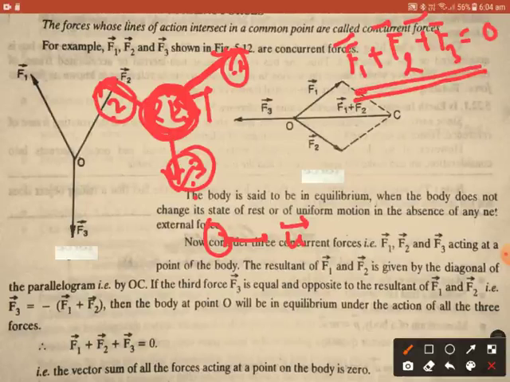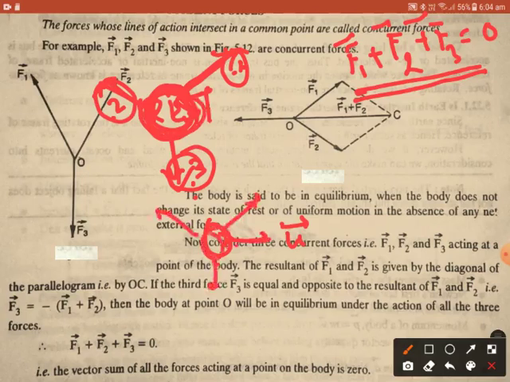That means the sum of these three forces will be equal to 0. If it is equal to 0, the three forces are said to be in equilibrium. That means the concurrent forces are in equilibrium. If they are in equilibrium, upon acting on a body, the body will continue in its state of rest. If the body is moving with uniform motion, acted upon by these three forces, then the body will continue to move in its initial state of uniform motion.